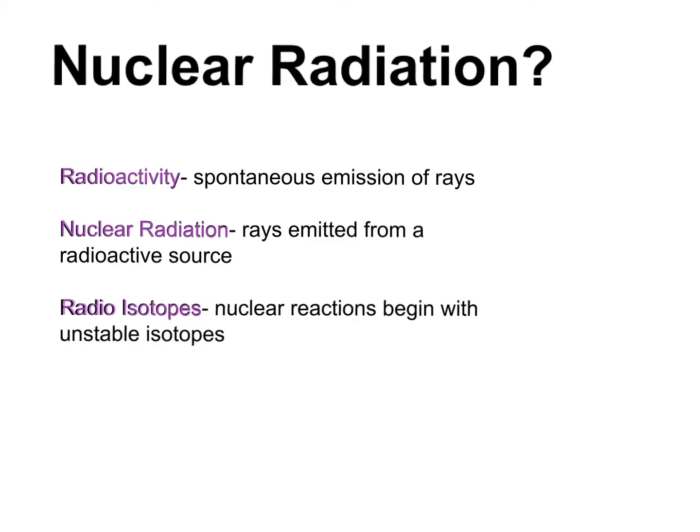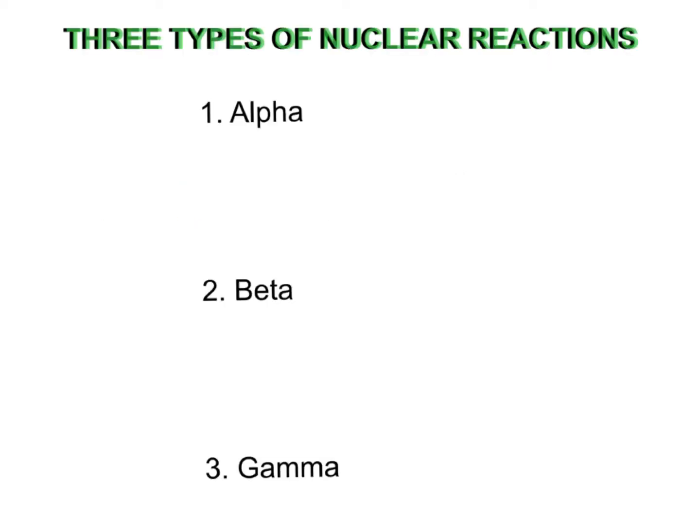What is nuclear radiation? Radioactivity is the spontaneous emission of rays. Nuclear radiation are the rays emitted from a radioactive source, a radioisotope. Nuclear reactions begin with unstable isotopes. There are three types of nuclear reactions: alpha, beta, and gamma.